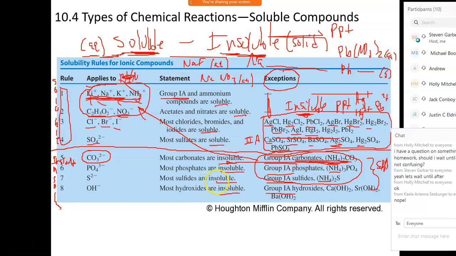Okay? Same for the phosphate. All of them are insoluble unless it's attached to one of these four cations. Same thing for the sulfide. Same thing even for the hydroxide, except for ammonium. Ammonium hydroxide is not part of that. But all the group 1A, so sodium hydroxide, potassium hydroxide, lithium hydroxide. Then we're going to add 3 more, which are, again, our 2As, like how we saw up here: calcium, strontium, and barium. So these are all soluble.